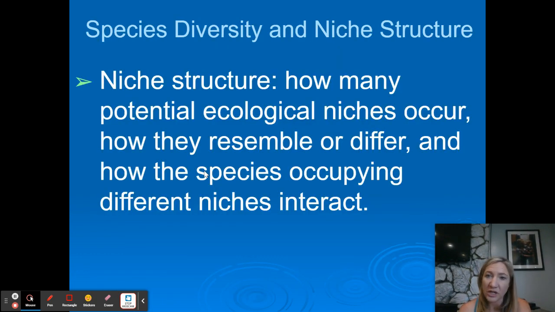We talked about niche, or niche, a little bit before. Again, that word can be pronounced either way, and either is fine. So, how many potential ecological niches occur, how they resemble or differ from each other, and how the species occupy different niches and interactions. That's really what niche structure is going to look at.